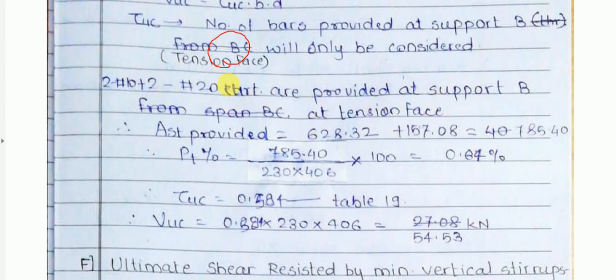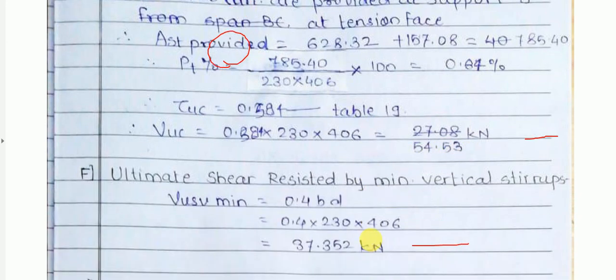So for these 4 bars, that AST provided needs to be taken, that is 785.40, and for this value now calculate its percentage. So here we are getting the percentage 0.84. For this percentage, find out that tau UC from table number 19. By interpolation you can get this value. So here that value is obtained, and then VUC is calculated. So this VUC is obtained as 54.53.